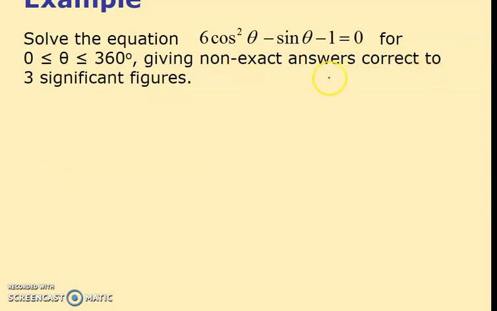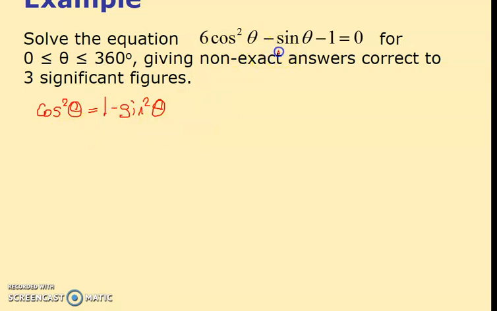Next question. So this looks in principle very similar to the one we had right at the start. So I've got 6 cos squared theta. Now again, remember what I said. I said that cos squared theta is the one we change, and it can be changed into 1 minus sine squared theta. This is the key. You get cos squared, I'll make it 1 minus sine squared.